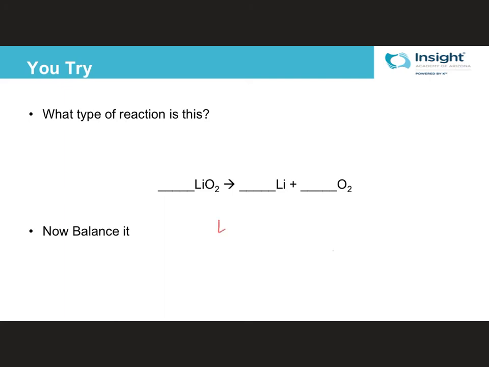But I would set it up like this. I'm going to have lithium and oxygen. Lithium, oxygen. 1, 2, 1, 2. Oh, and look, they're balanced. I don't even have to do anything. 1, 1, 1.